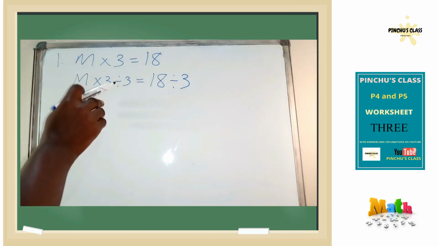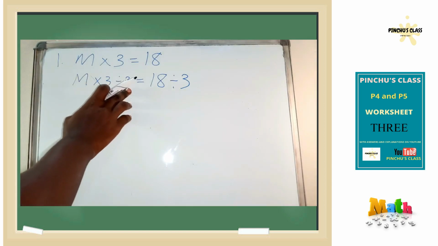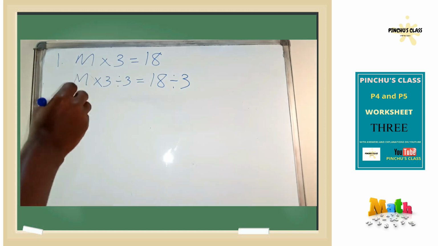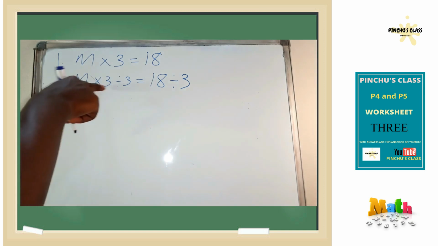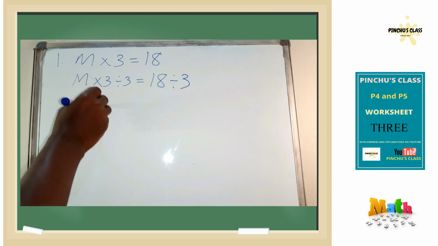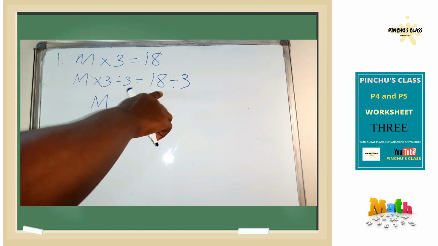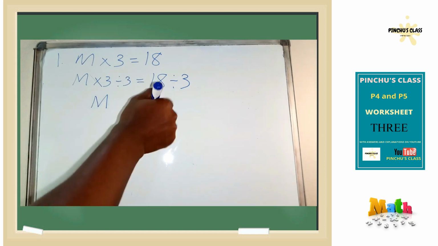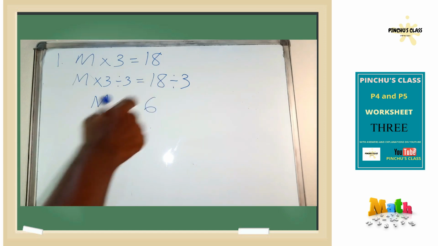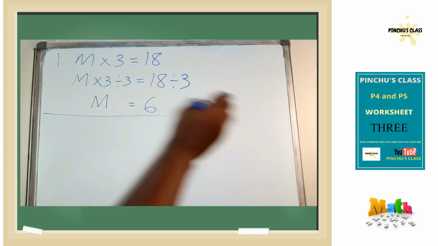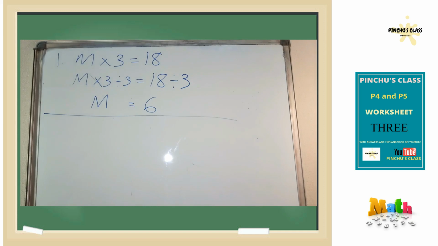So when you divide 3 by 3, you're going to remain with 1. So that's why when we multiply 3 times 1, we get M. And then this side, when you divide 18 by 3, you're going to get 6. So our answer here for number 1 is M is equal to 6.